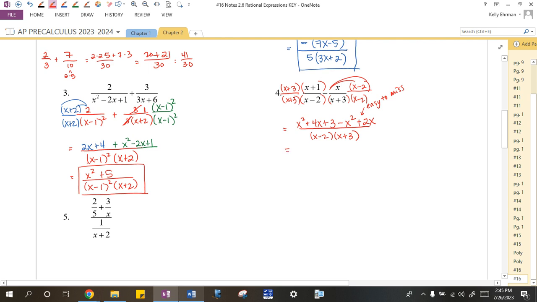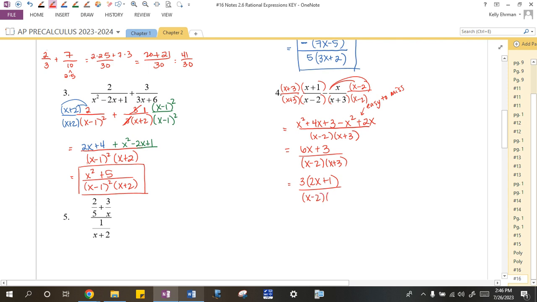What does this simplify out to? Well, the x squareds cancel. 4x plus 2x is 6x plus 3 over x minus 2, x plus 3. Now, I'm noticing that I can factor out a GCF. I can take out a 3 from 6x plus 3.